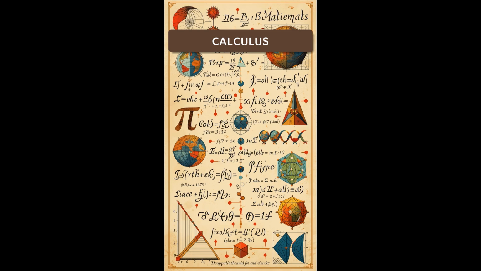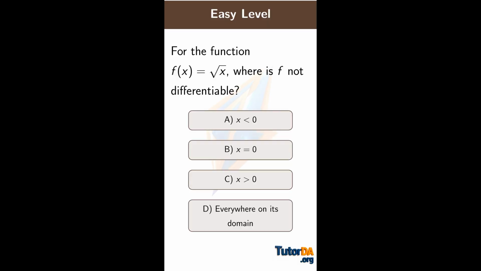Learn from TutorDA. For the function f of x equals the square root of x, where is f not differentiable? Option A, x is less than 0. Option B, x equals 0. Option C, x is greater than 0. Option D, everywhere on its domain.